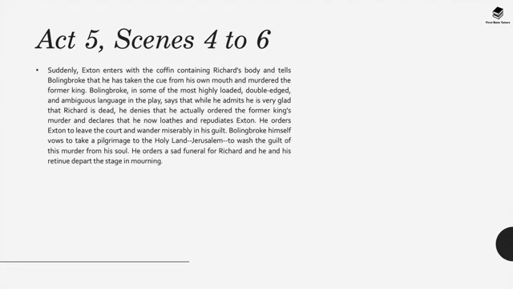Bolingbroke, in some of the most highly loaded, double-edged, and ambiguous language in the play, says that while he admits he is very glad that Richard is dead, he denies that he actually ordered the former king's murder and declares that he now loathes and repudiates Exton. He orders Exton to leave the court and wander miserably in his guilt. Bolingbroke himself vows to take a pilgrimage to the Holy Land, Jerusalem, to wash the guilt of this murder from his soul. He orders a sad funeral for Richard, and he and his retinue depart the stage in mourning.